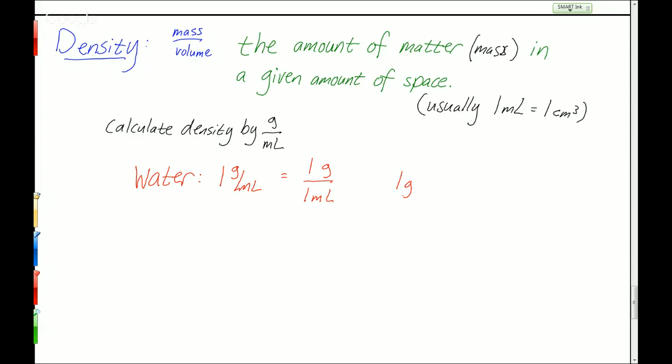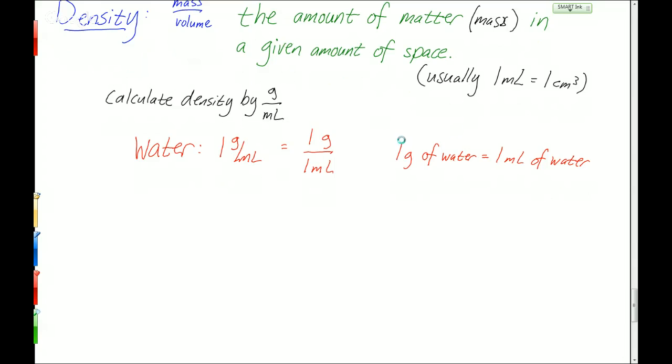Or we can set it up as an equality. 1 gram of water is 1 milliliter of water. So just like those speed questions that we did before, this can give us a way to calculate something of a different unit. So if we have a mass, we can calculate a volume if we know the density. If we have a volume, we can calculate a mass if we know the density. And so we'll use that in a couple different ways. All right, let's practice that by working through some problems together.